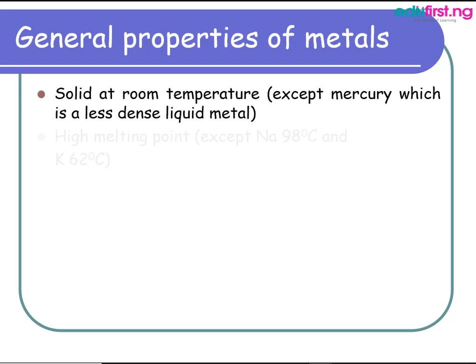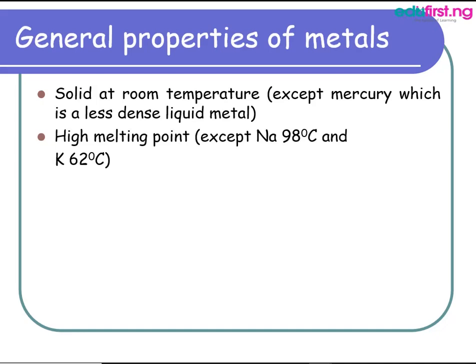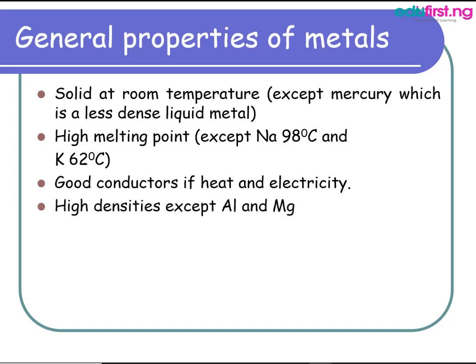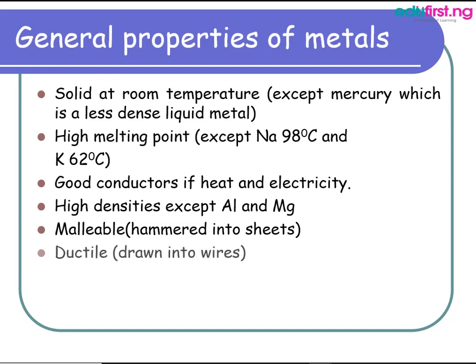Then another property is that metals have high melting points, except for sodium, which melts at 98 degrees Celsius, and potassium, which melts at 62 degrees Celsius. Generally, metals are good conductors of heat and electricity. They have high densities, except for aluminium and magnesium. Metals are malleable, that is, they can be hammered into several sheets and be forged into different forms. Metals are ductile, that is, they can be drawn into wires.